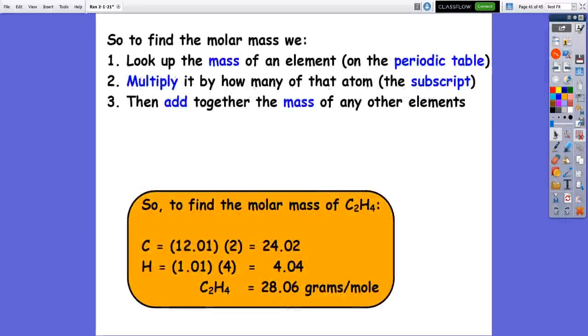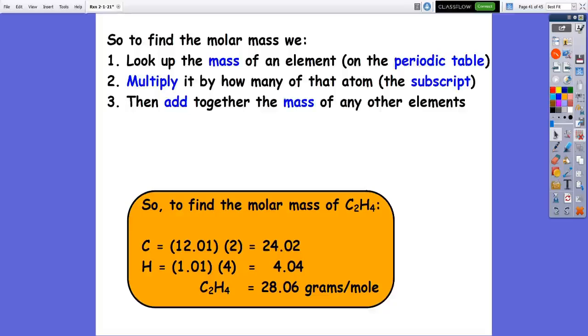On our next slide, we have the 3 steps you need in order to solve for molar mass. So step number 1, the first element in your compound, you need to look up its molar mass using the periodic table. Remember, round to 2 decimal places. Then you want to multiply it by how many of that atom you have. So look at your subscript. Then you could put in another rule there, 2b, repeat for all elements in your compound. And then your last step is you add together the masses of all of those elements in the compound.